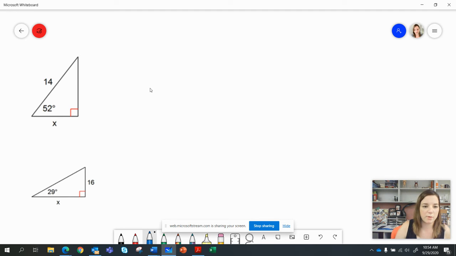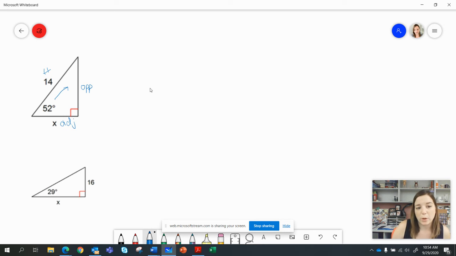triangle. So we always start by labeling the hypotenuse. Your hypotenuse is opposite your right angle, making this side the hypotenuse. Then you use your reference angle, and your reference angle is whatever other angle is given to you. So in this case, 52 degrees. So 52 degrees, that would make this side the opposite, and therefore this side the adjacent.